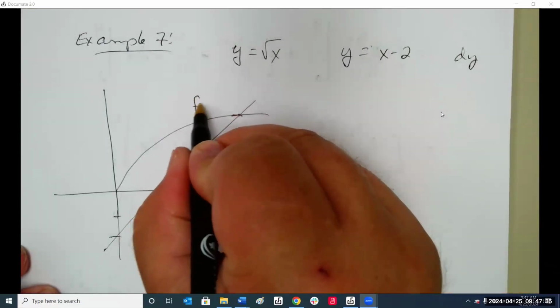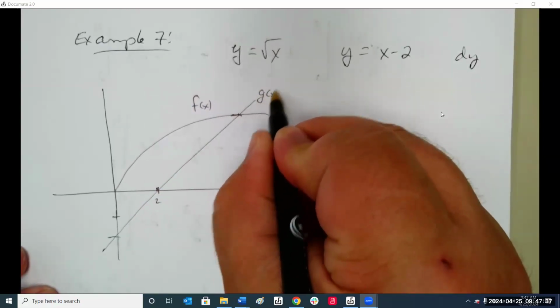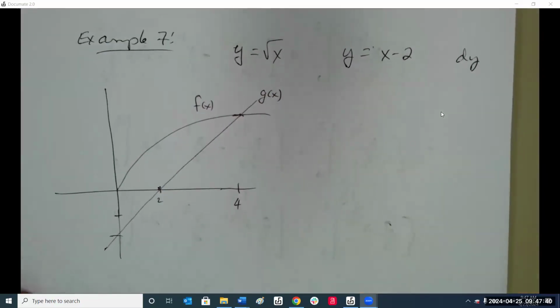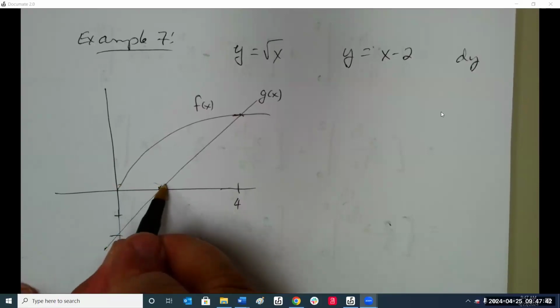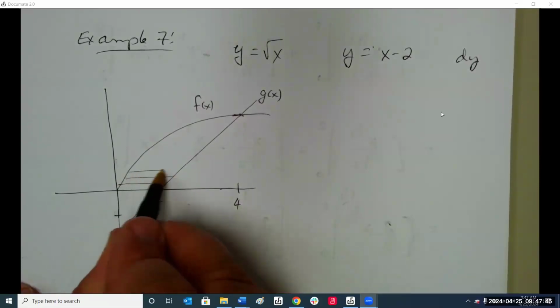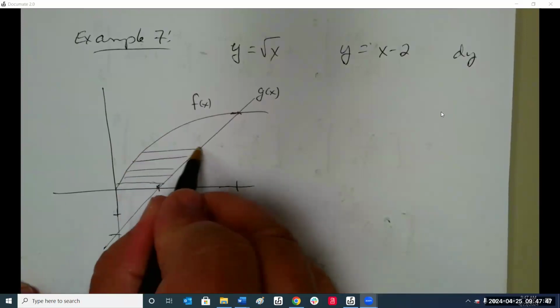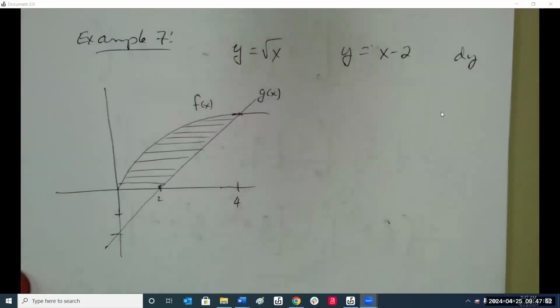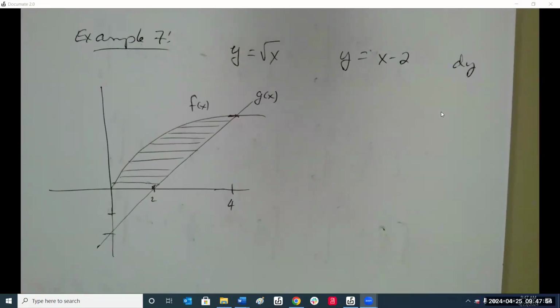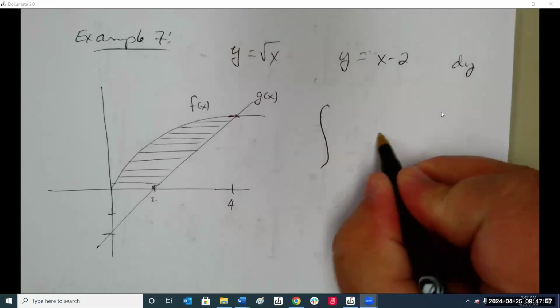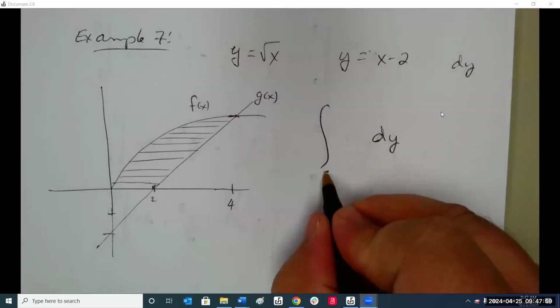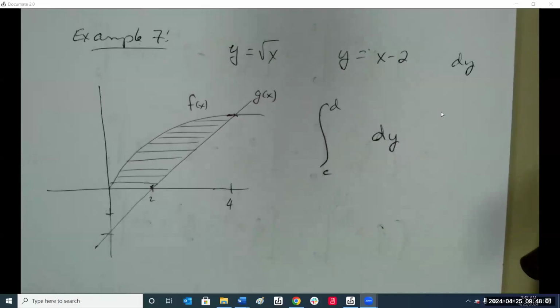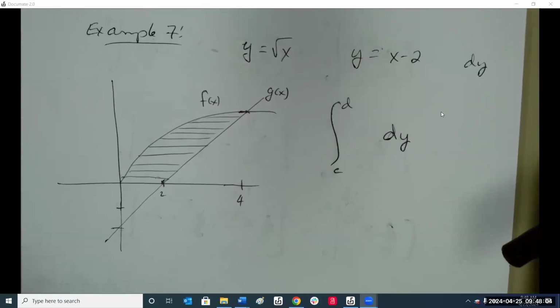This is f of x, and this is g of x. Now we're going to take it horizontally. Which means, this is where it gets difficult now.